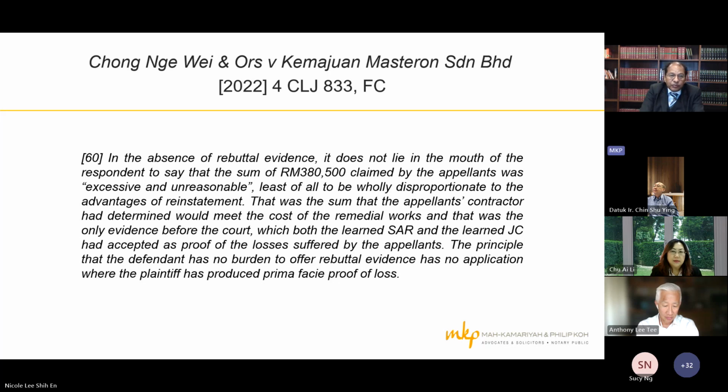As it says here, in the absence of rebuttal evidence, it does not lie in the mouth of the respondent to say that the sum of 380,500 ringgit claimed by the appellants was excessive and unreasonable, least of all to be wholly disproportionate to the advantages of reinstatement. That was the sum that the appellant's contractor had determined would meet the cost of the remedial works, and that was the only evidence before the court which both the learned SAR and the learned JC had accepted as proof of the losses suffered by the appellants. The principle that the defendant has no burden to offer rebuttal evidence has no application where the plaintiff has produced prima facie proof of loss.